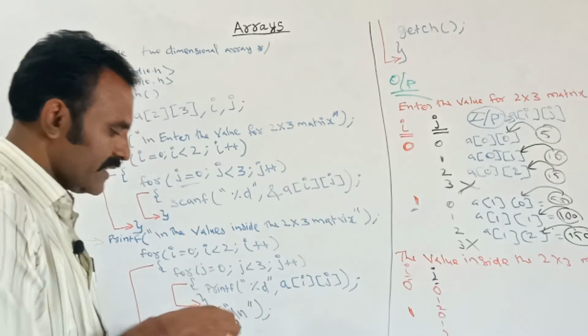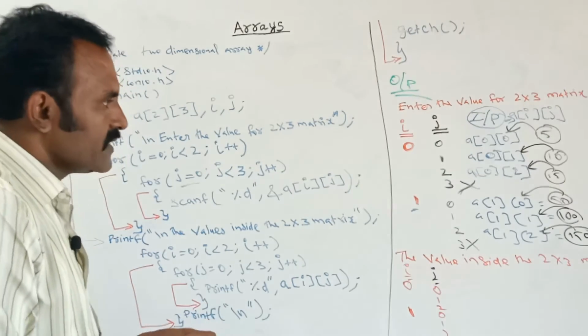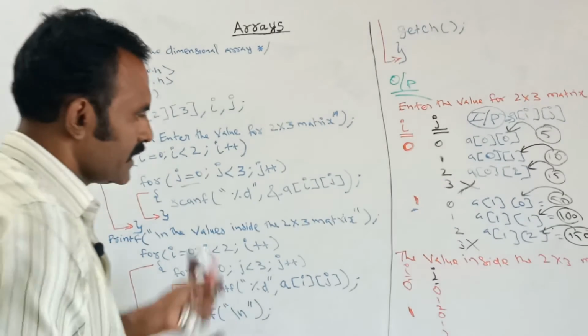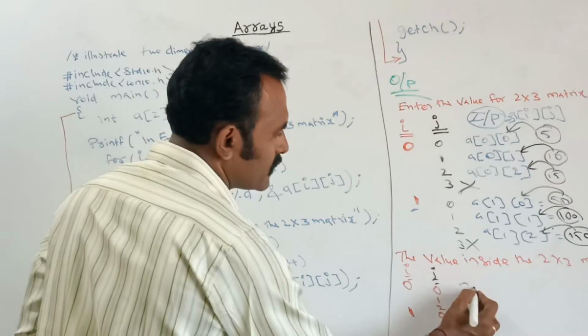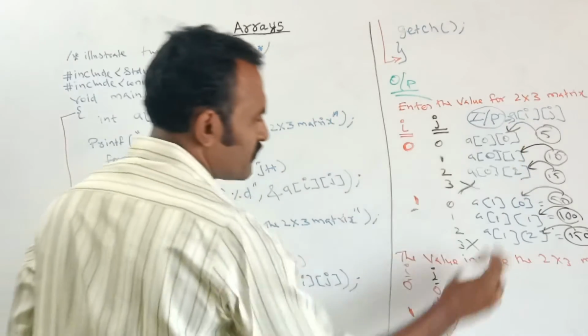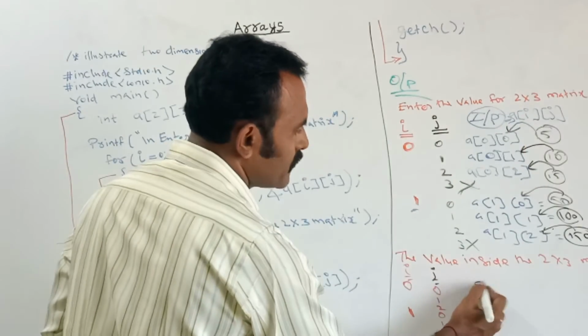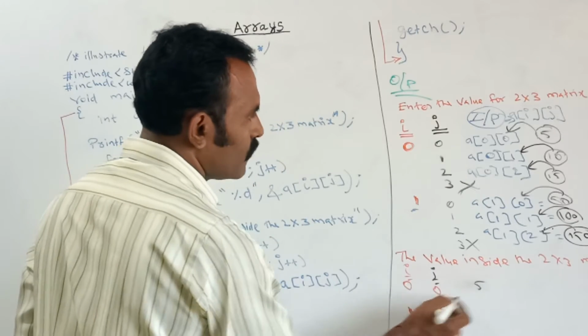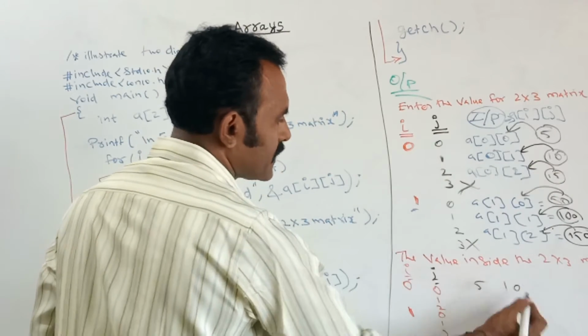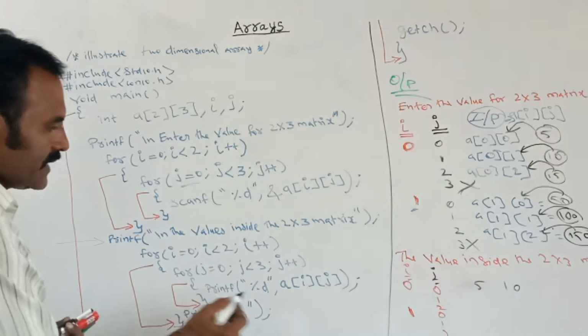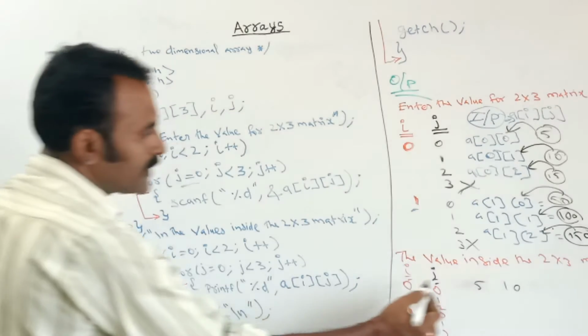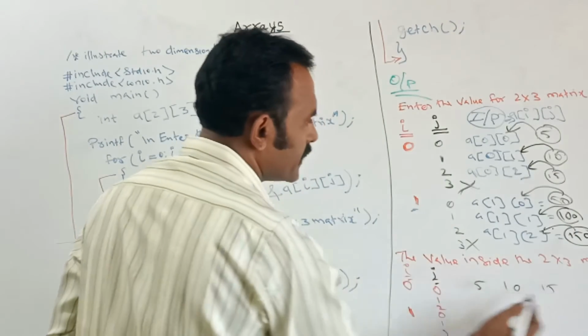So here we can print the value inside that particular position. See here, this one is 0, 0. What is the value? The value is 5. So the 5 will be printed. Next 0, 1. The value is 10. Here 10 will be printed like this. See here, next 15 will be printed here.